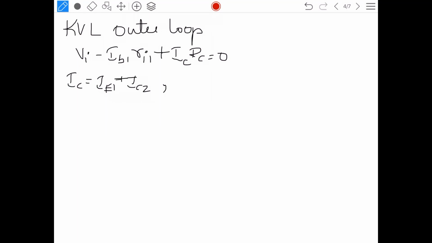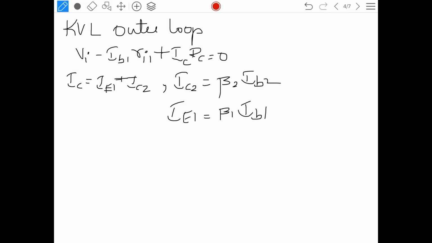And in the DC analysis in the previous video, we have seen that IC2 is equal to beta 2 IB2 and IE1 is beta 1 IB1. So what will be the total current here? Substitute this. Total current IC will be equal to what?